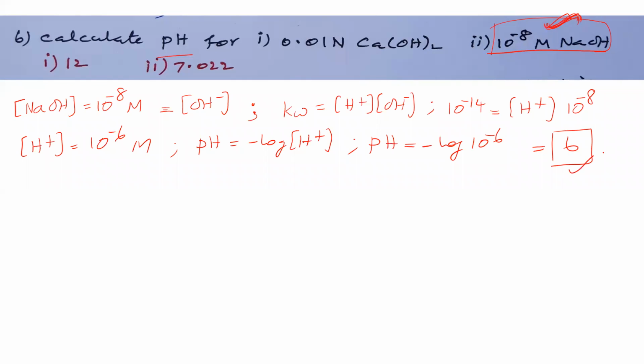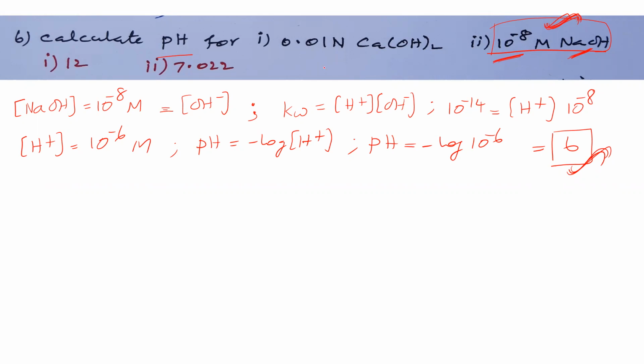But how much are we getting here? We are getting 6. That means we have committed a mistake here. What is the mistake? Here the sodium hydroxide concentration is very low, 10 power minus 8 molar. When the concentration of sodium hydroxide is very low, what do we have to do? We also have to consider the water contribution of hydroxide.